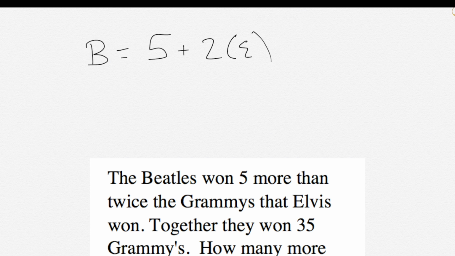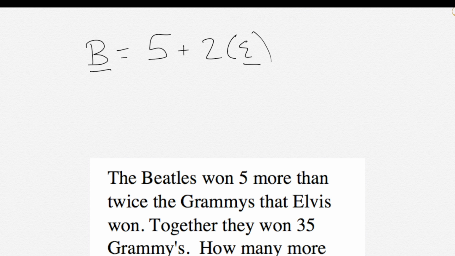Now, by itself, we could never solve this equation because it has 2 unknowns, and there's infinite possibilities. E could equal 0, 1, 2, 3, 4, 5, 6, 7, 8, 9, 10, 11, and so on and so forth, right? So it would be an infinite amount of possibilities. Let's see what the next sentence has.